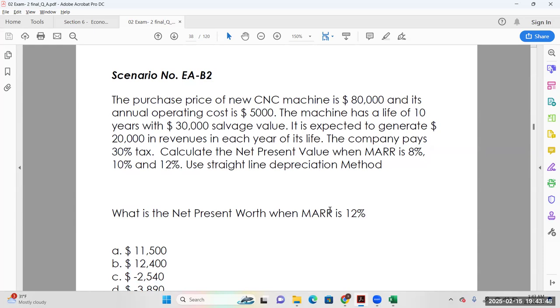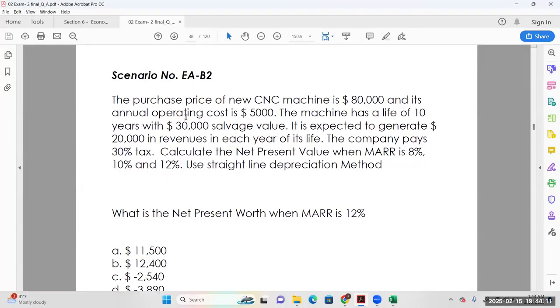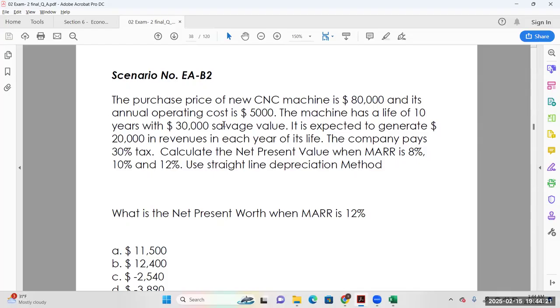But how will we calculate the tax? I will explain. So while doing the problem only, we'll understand all the things. So 80,000 is my investment. Okay. And its annual operating cost is 5,000 every year, 5K. And the machine has 10 years life with a salvage value of 30,000.